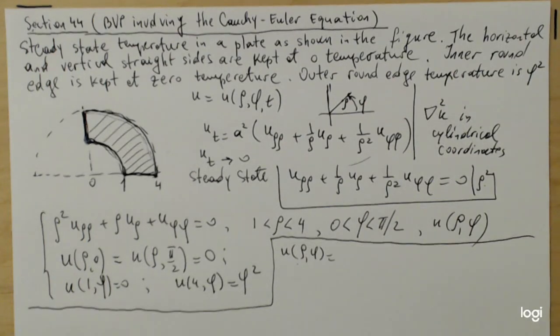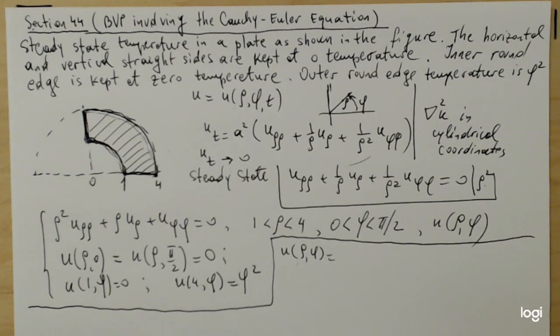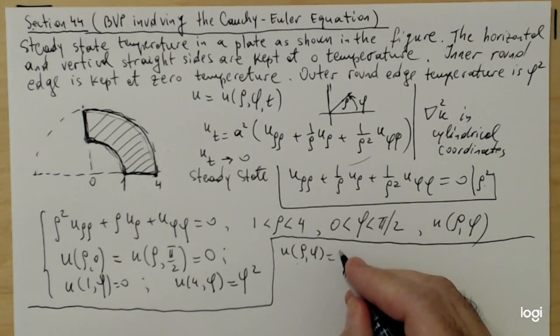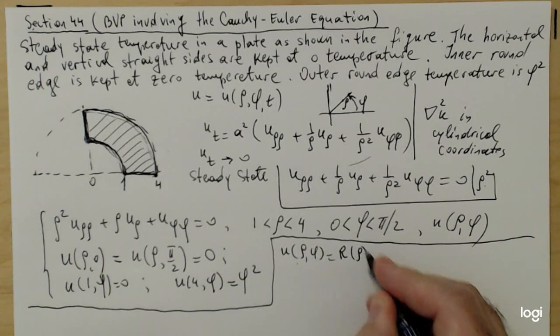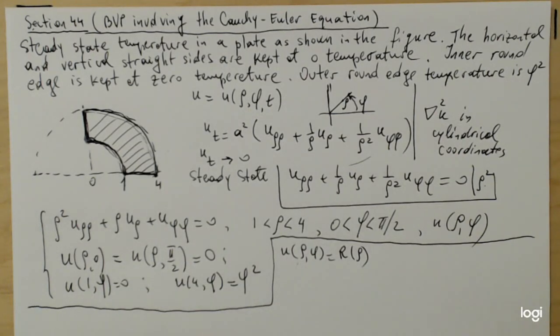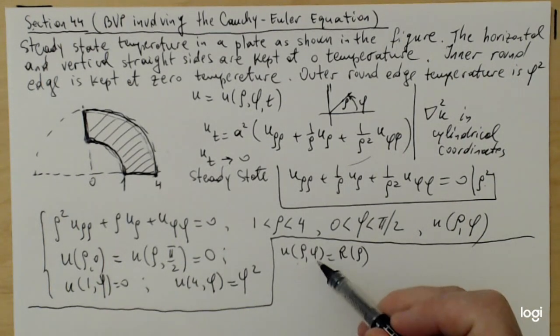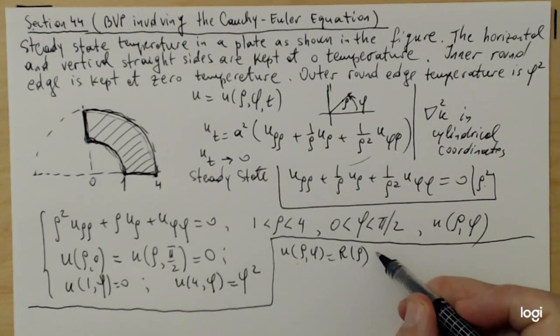And again, let's try to use suggestive notations because rho denotes the radius. Let's call the function in rho big R. There's no requirement to do that, but it makes sense. And the function that depends on little phi, let's call it big phi.